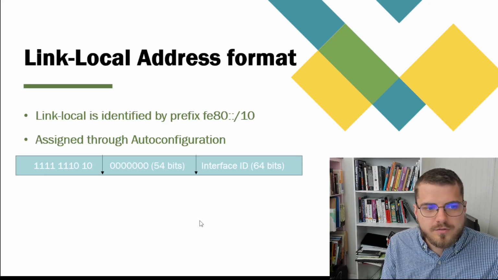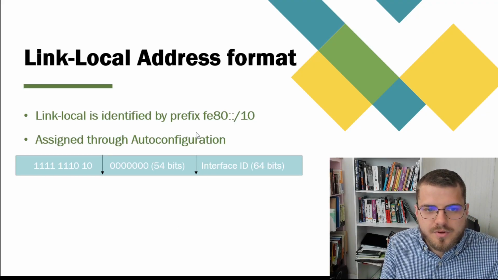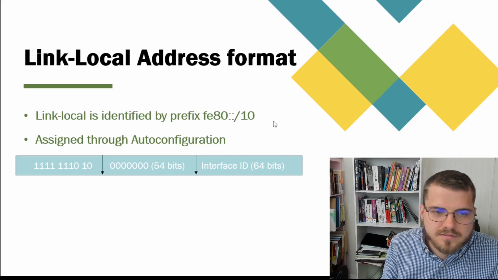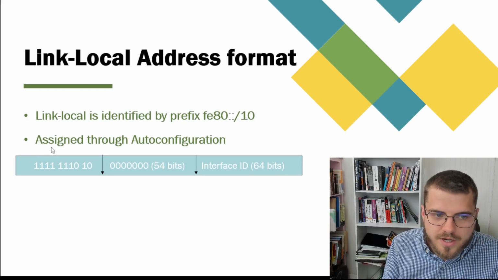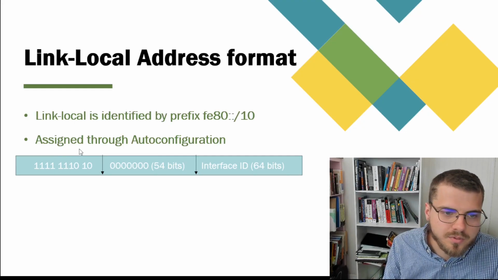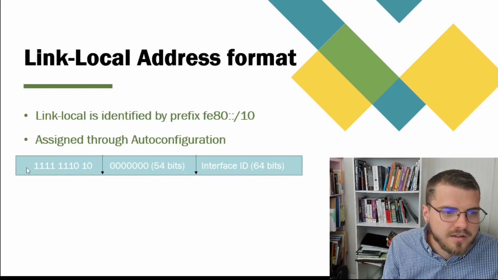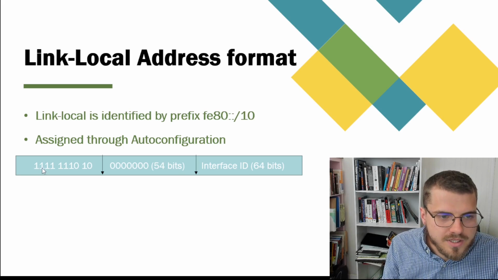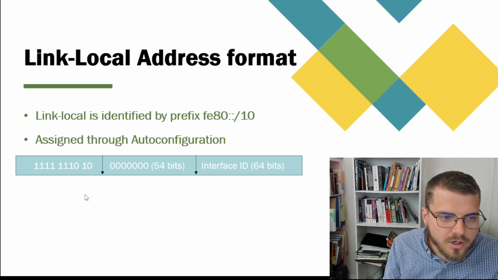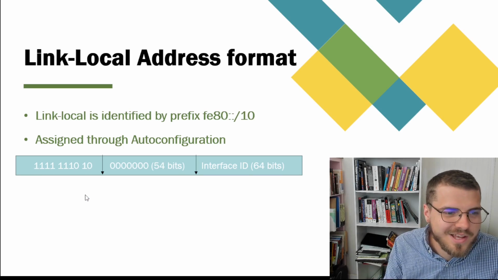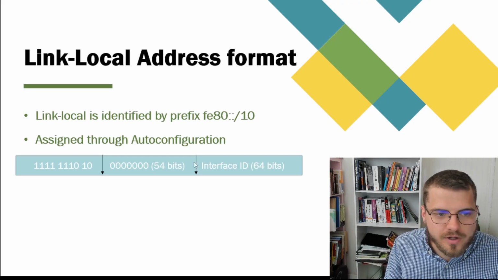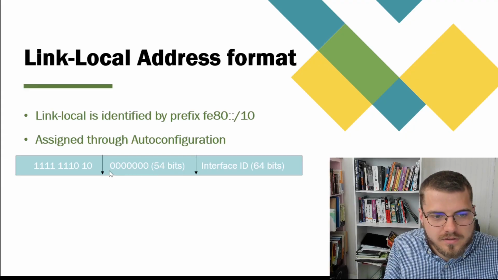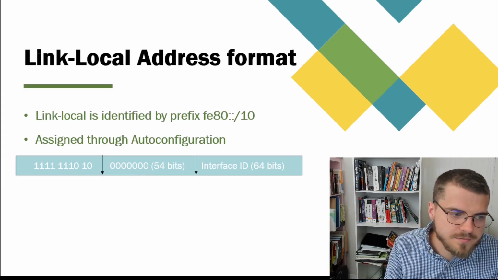Then the link local address format is a prefix FE80/10 assigned through auto configuration. So this one's pretty simple, not too complicated. You have the beginning piece right here. So 1111 111010, that's FE80 if you translate it. Then 54 bits of 0, and then the interface ID, which is 64 bits.